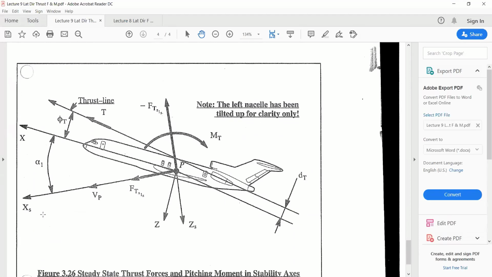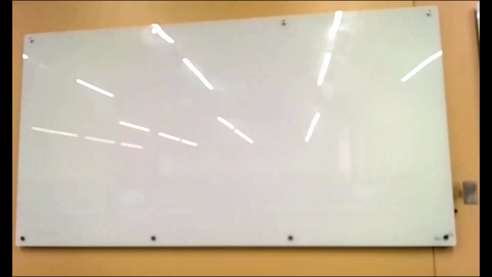And that's the picture that we saw when we did the longitudinal forces and moments, where we defined the different components of the thrust in the longitudinal plane. So that was easy, right?